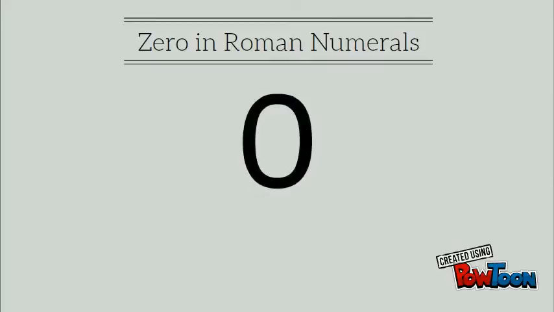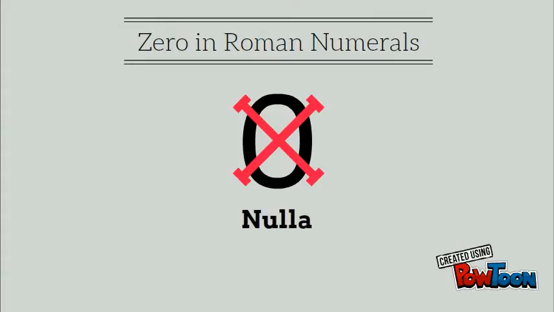A unique aspect of Roman numerals is that there is not a symbol for 0. However, to make up for this, many scholars use nulla, which is the Italian word for none, in place of that missing 0.